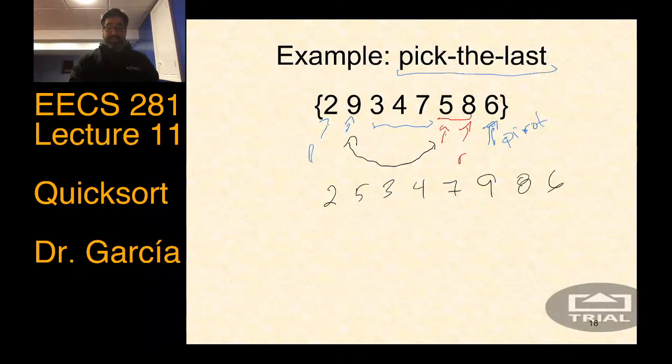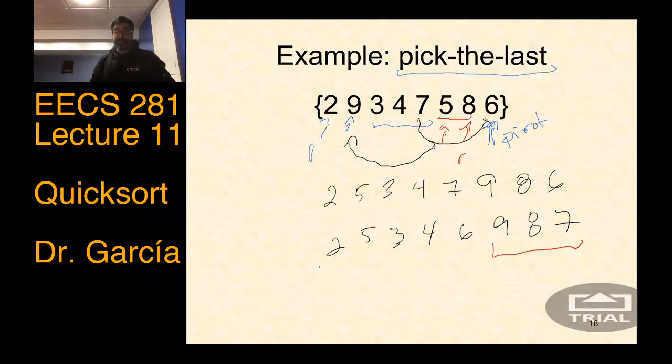So at that point, the way to make this work is then swap 7 and 6. And you'll see that that way we'll get the following: 4, 6, 9, 8, 7. Okay? And sure enough, we see that to the right of 6, everything's greater. To the left of 6, everything's less. Okay?